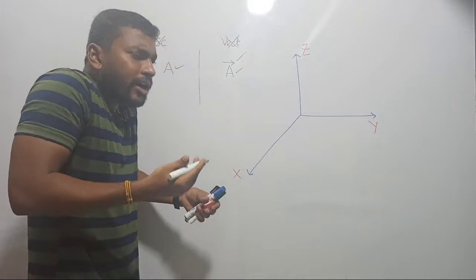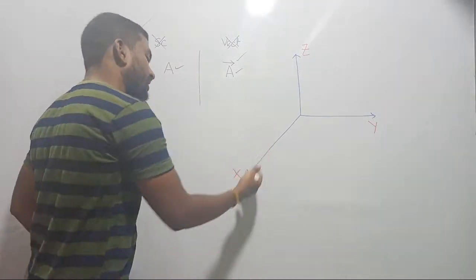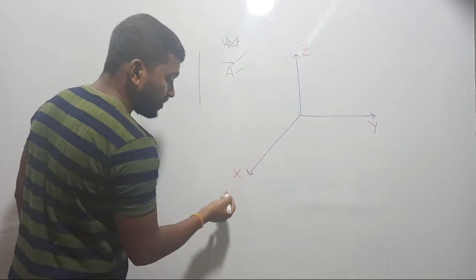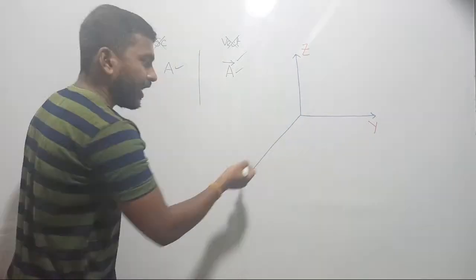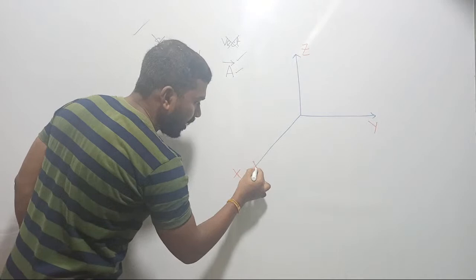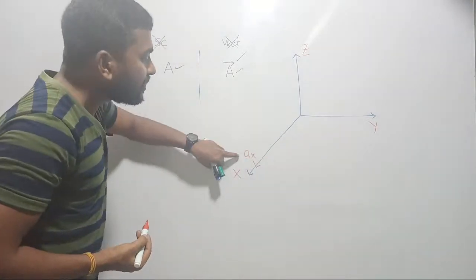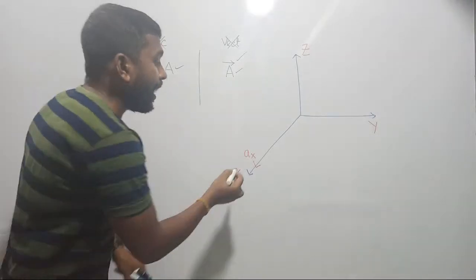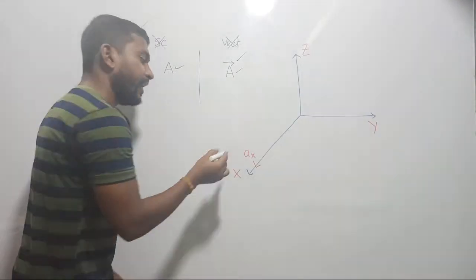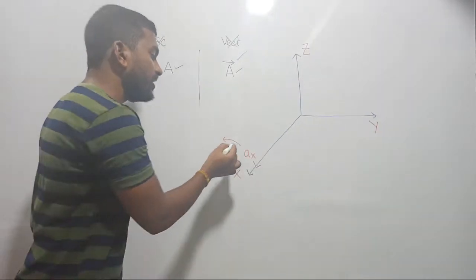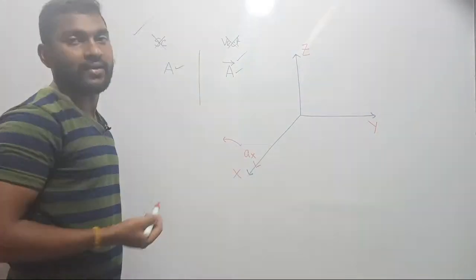Now I would like to keep a certain vector on the x axis. Then what will be the representation? Listen, this is the x vector, right? In order to show its direction, let me keep one more arrow mark and I will write ax. So what is A called? A is called the unit vector along the x-axis. So it is the direction of the selected vector.